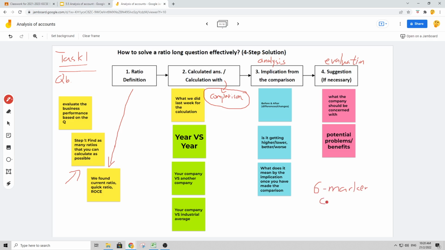The evaluation one nicely. Yes. Okay. Any questions, guys? Any questions?